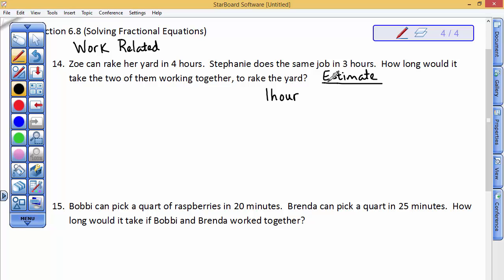Then wouldn't it be true that Zoe would get 1/4 of the project done in an hour, given that it takes her 4 hours to do the whole piece? And I'm going to put here Steph. She can do the whole project in 3 hours, so wouldn't she get 1/3 of the project done in that 1 hour?